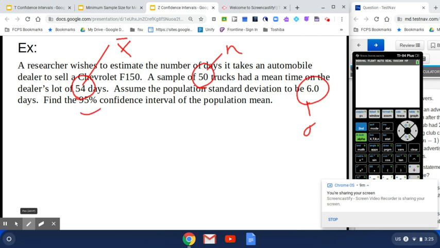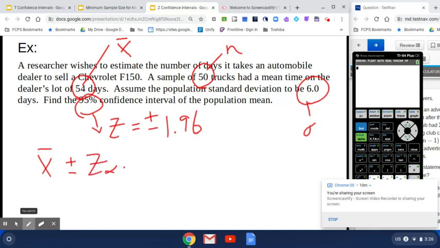We do want a 95% confidence interval, which in the previous slide we found that critical value to be positive or negative 1.96. Okay, so if we look at our formula, x bar plus or minus the z critical value times the standard deviation over the square root of the sample size.